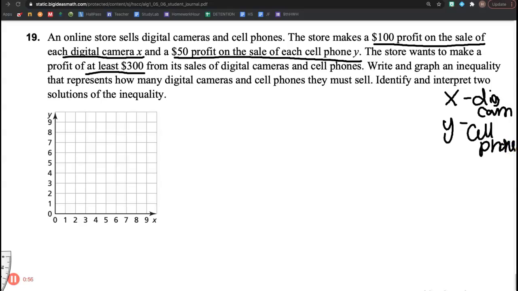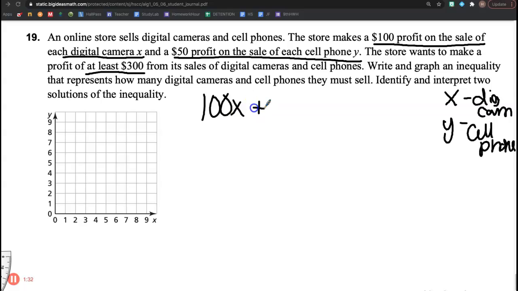So, how do I write $100 profit on a digital camera X? Brock, how do you write $100 profit on the sale of each digital camera X? 100X, because it's 100 times each one, which would be X.